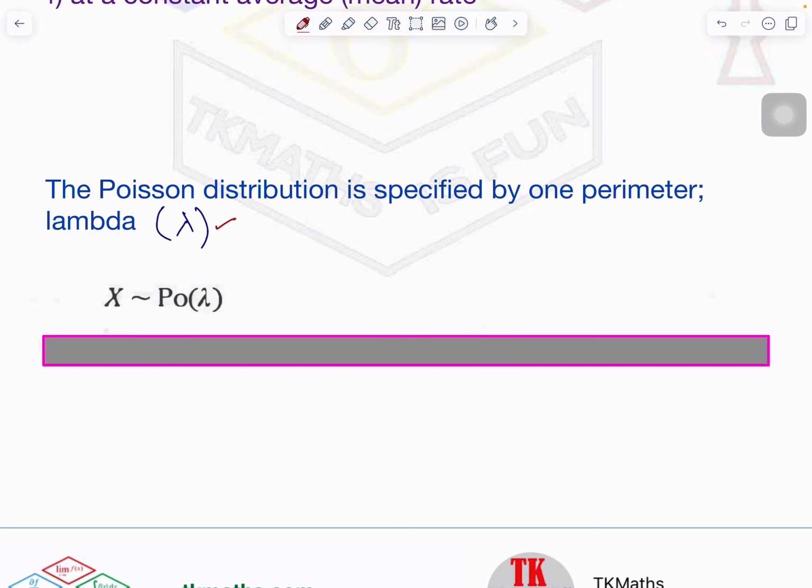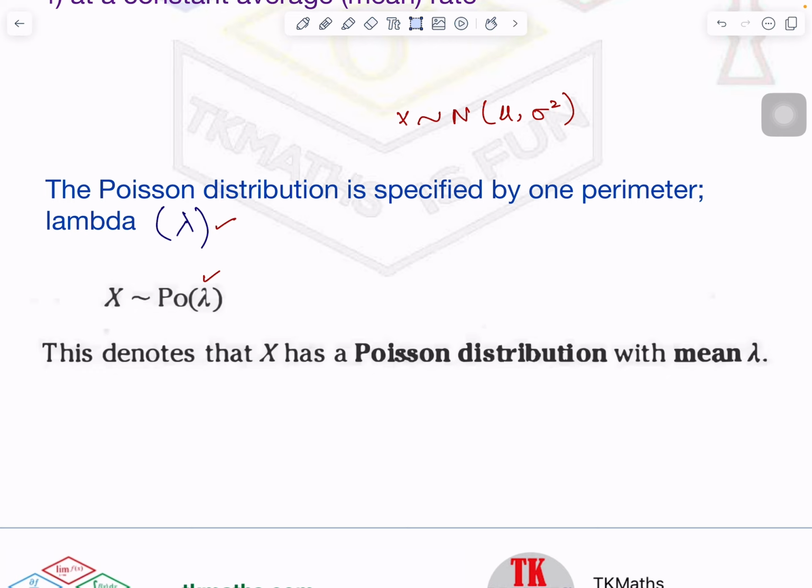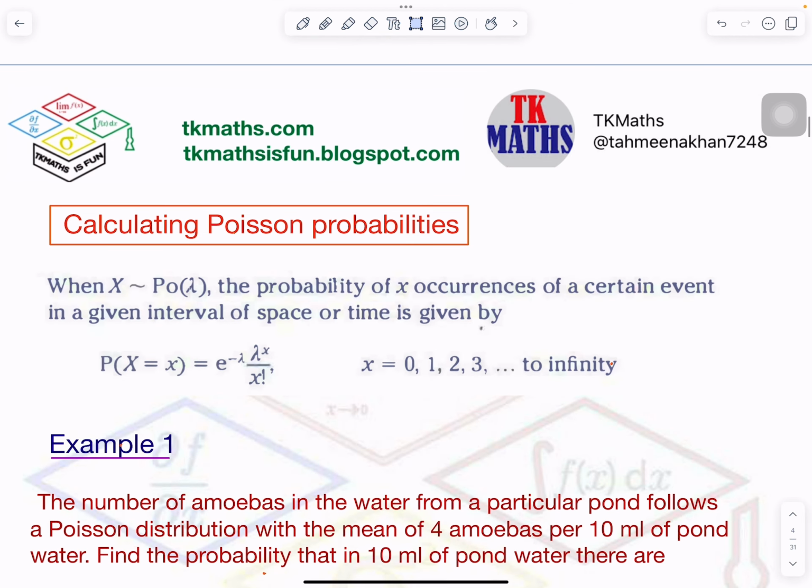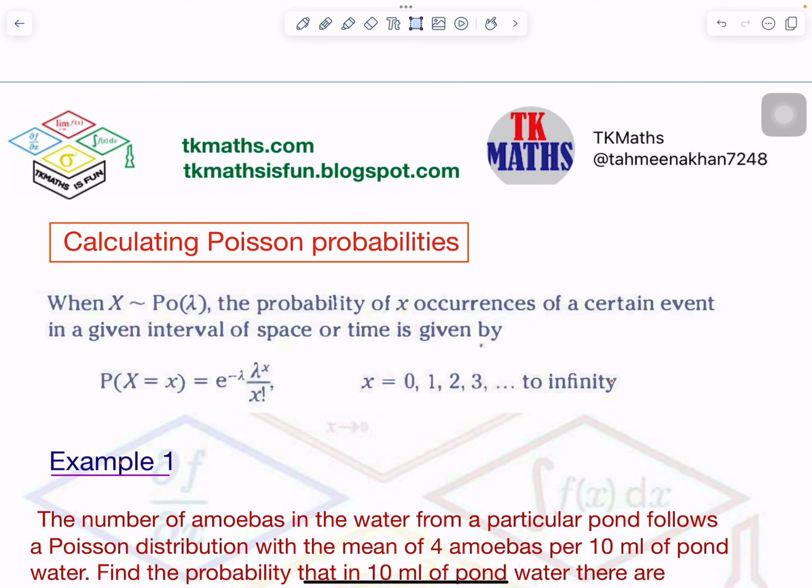If you remember, last year when you were writing the normal distribution, how were you writing it? Like this, with mu and variance. So the Poisson distribution is written like this. Lambda is the only parameter used in the Poisson distribution. And how is it read? This denotes that x has a Poisson distribution with lambda, and lambda is both the mean and the variance. We will discuss this further. The mean and variance are the same thing.